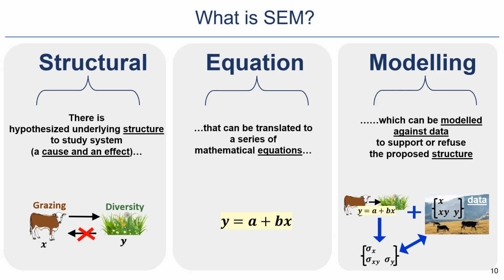Now let's think about what SEM stands for. The structural part means that our hypothesized model has a specific structure. So this is a network of relationships where we specifically know where the cause is and where the effect is. Then we take this network of causes and effects and translate it to a series of mathematical equations. And these equations can be modeled against our observed data. This allows us to support or to deny our hypothesized causes and effects.